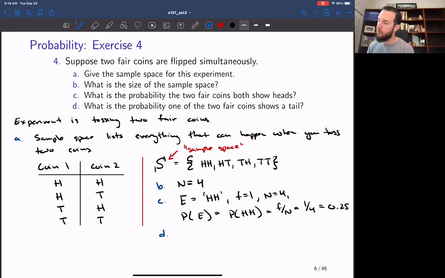In D, it asks, what is the probability one of the 2 fair coins shows a tail? One second, Raleigh. What is the probability one of the 2 fair coins shows a tail?